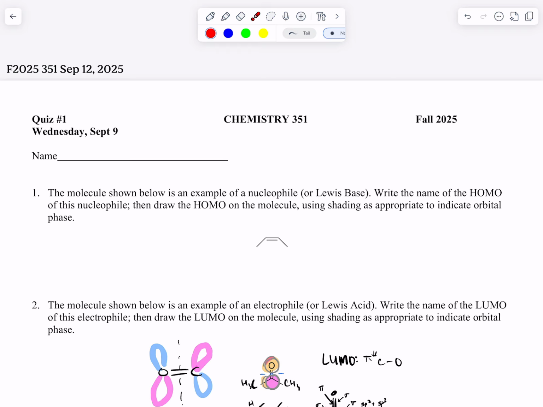Okay, so yesterday where we left off, we were talking about electrophiles and nucleophiles. We were starting to see the beginnings of some chemical reactions, talking about HOMOs and LUMOs. And what we want to do right here is solidify that a little bit and make sure that we're ready to get on to some more challenging details.